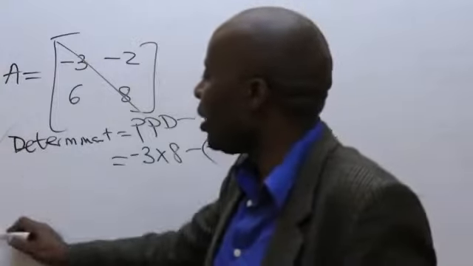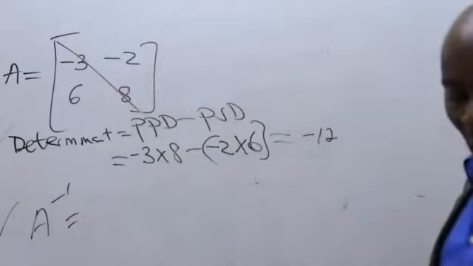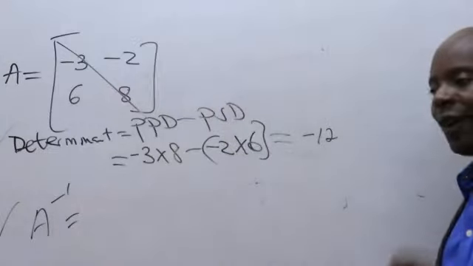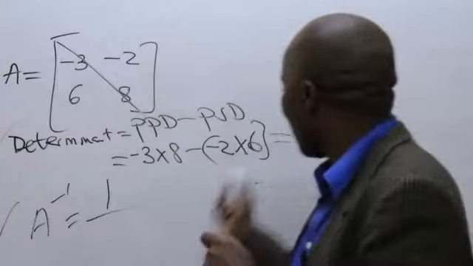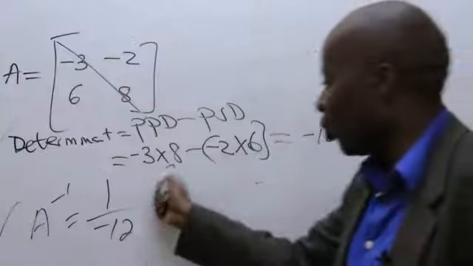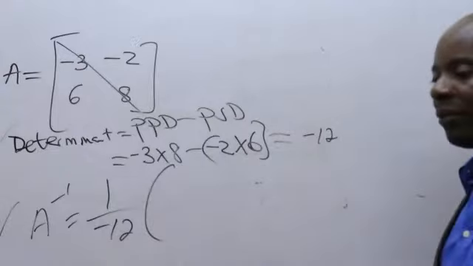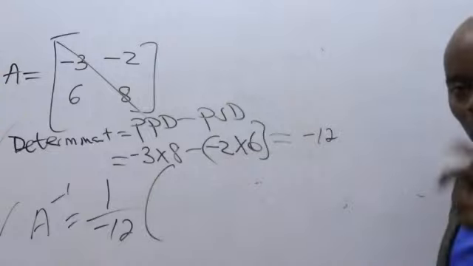And how do we define the inverse? To define this inverse, these students of mine are so good. They know it is 1 over the determinant that you've just given me, 1 over -12. Inside brackets, ladies and gentlemen, we shall do 2 things.